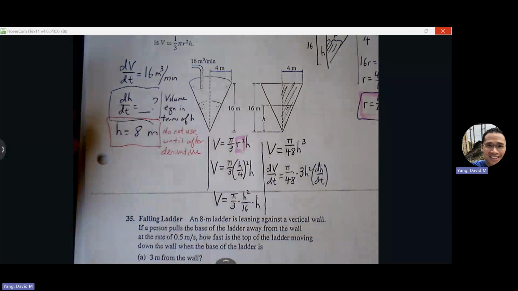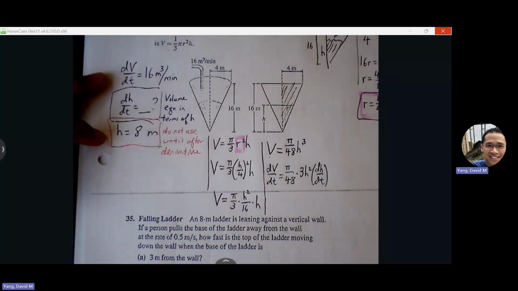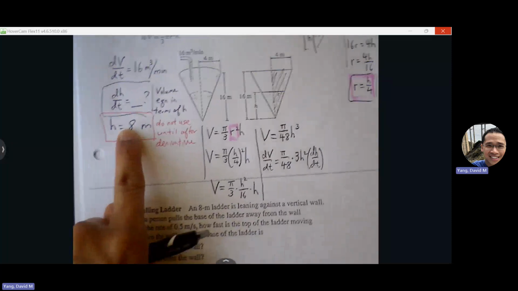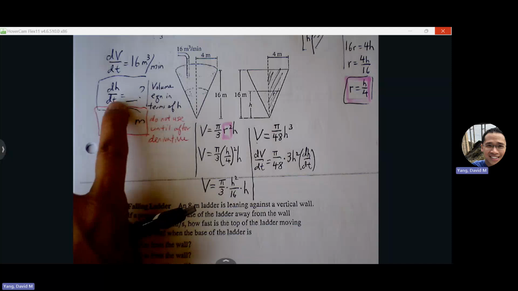You can now plug in anything that you want. The dV/dt is 16. H is now 8. Now you're ready for that 8. And then now you're just working to find a way to get that dH/dt to solve.